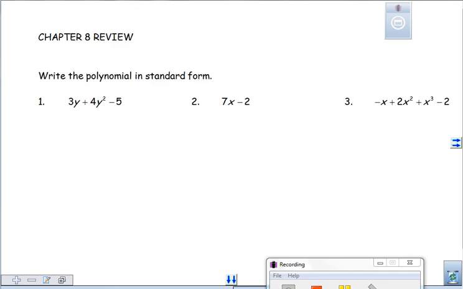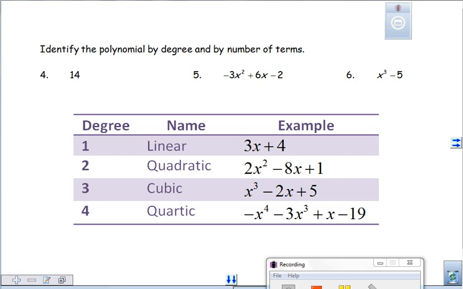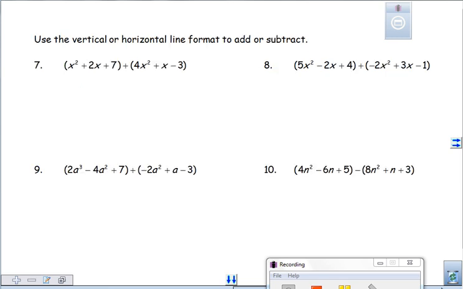And then if you go to the next pages, standard form, remember, means that you have to go from highest exponent to lowest. On number 4, 5, and 6, you should be using the table that we talked about at the beginning: linear, quadratic, cubic, and quartic. And then 7 through 12, you are adding, and you can use whatever format you want.